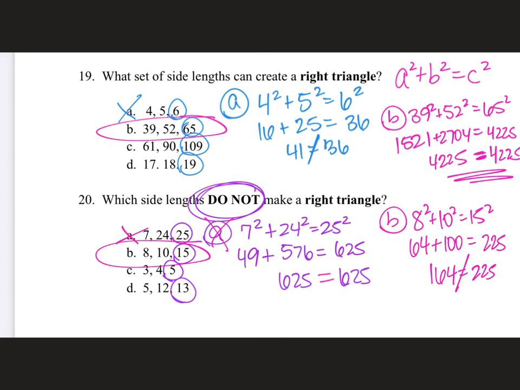All right, so when we plugged in B, we did the same thing. It gave me 164 is equal to 225, which is obviously not true. So that one would be your answer, B, because it is not true, so it does not form a right triangle. All right, these are your last problems for the study guide.